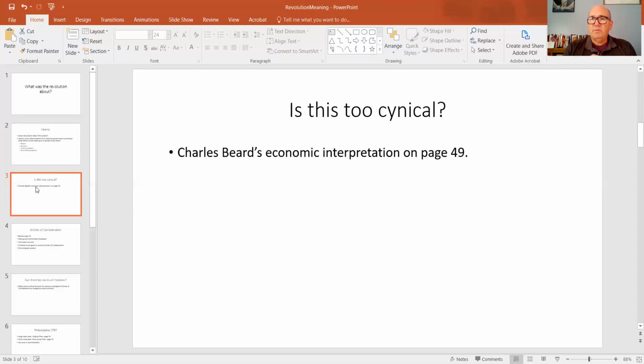And again, that brings us back to this idea: what's the revolution about? What's the creation of the U.S. Constitution about?